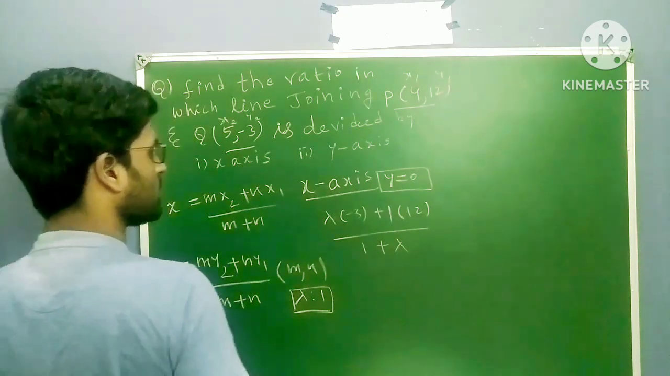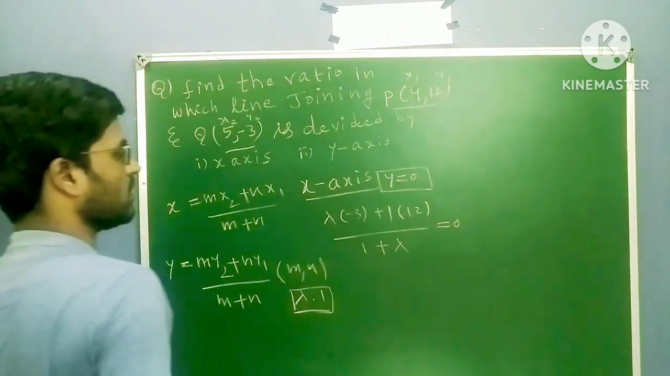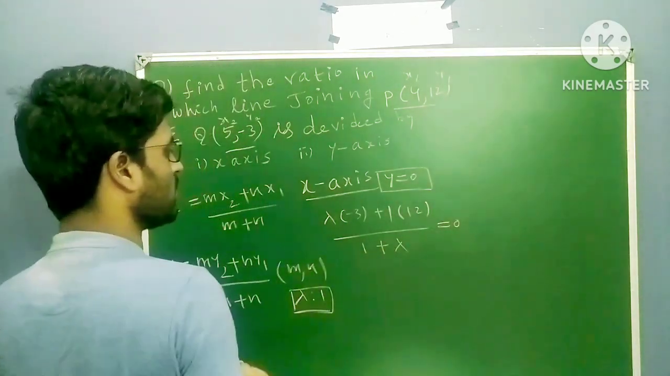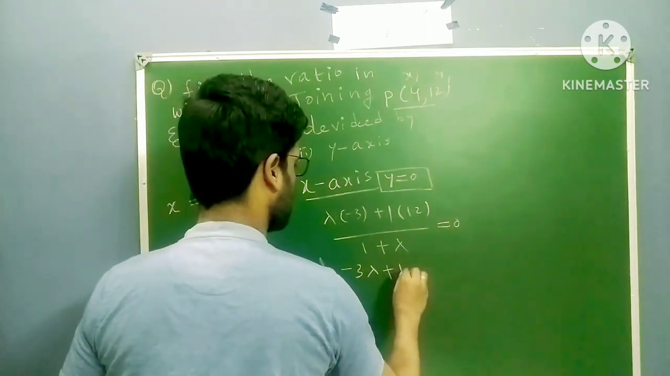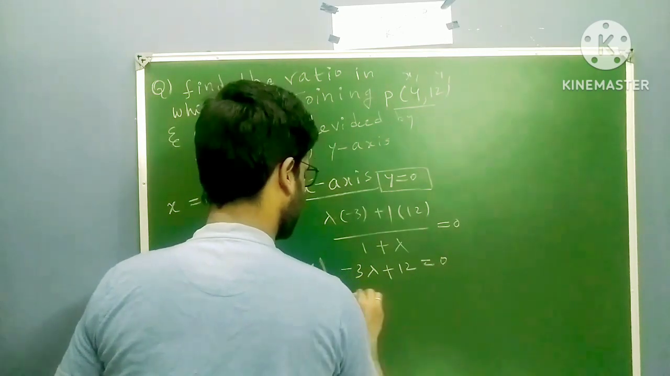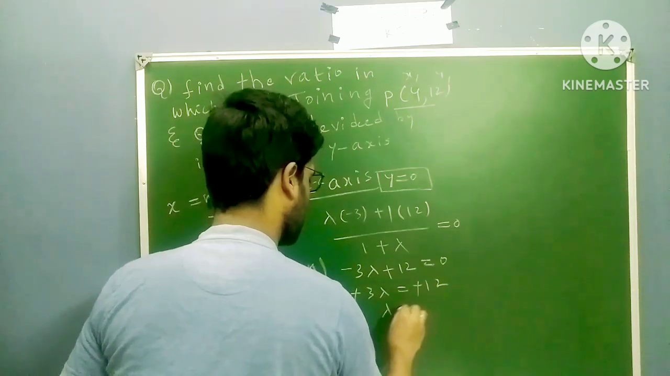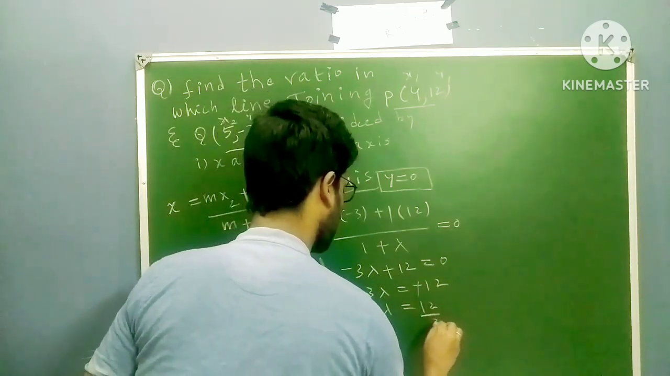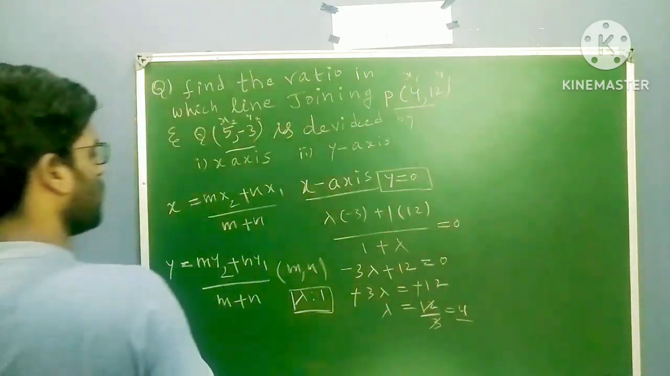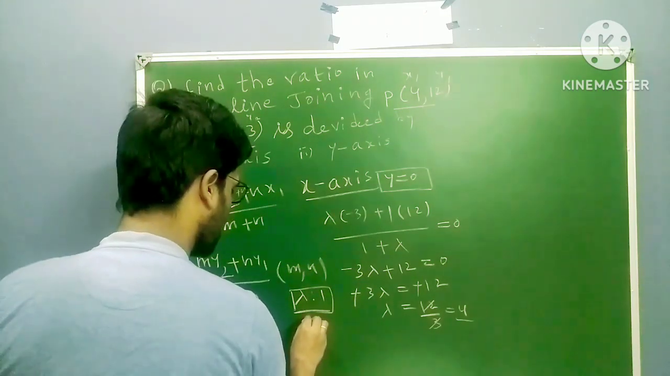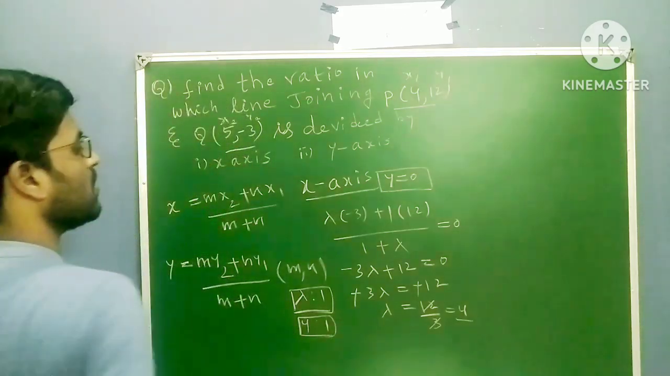Next one: y equal to 0. So this into 0 equal to 0, so minus 3 lambda plus 12 equal to 0, that is minus 3 lambda equal to minus 12, minus gets cancelled, lambda equal to 12 by 3, that is 4. Lambda equal to 4. So m is to n, lambda value is 4 and n is 1. So 4 is to 1 is the first answer.